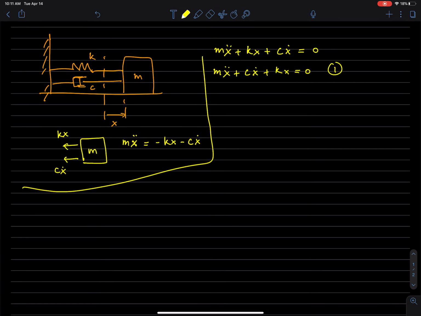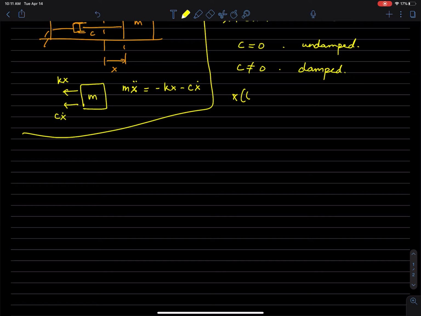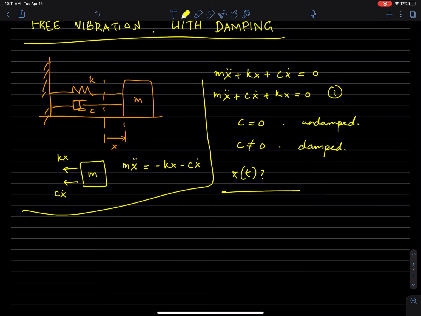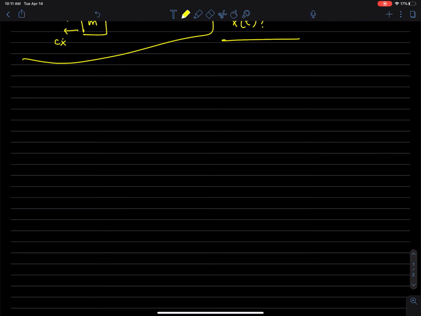Now, what is the solution to this equation? We want to know the solution when c is not equal to 0. c equal to 0 would be called undamped oscillation, an undamped system. c not equal to 0 would be considered damped, right? What is x of t? Now, before we derive an expression for x of t, let us transform the equation into something simpler looking.